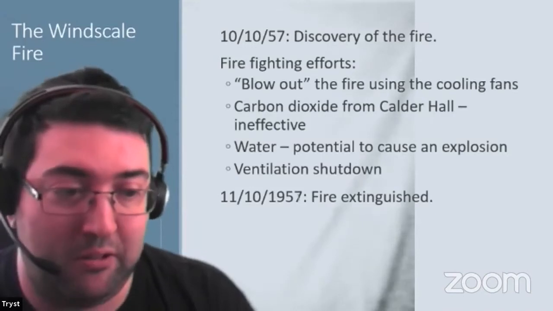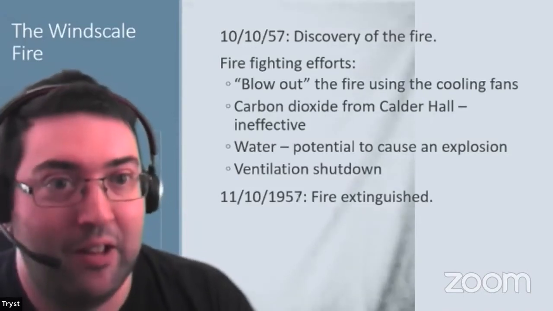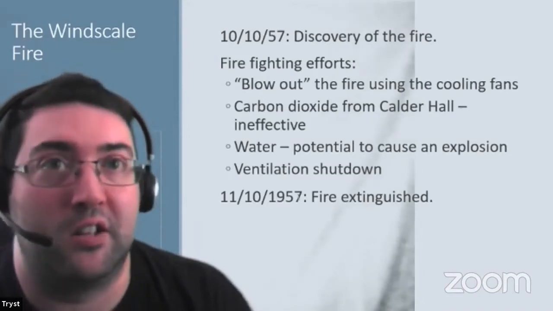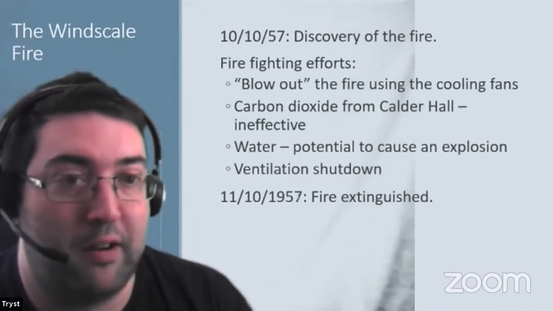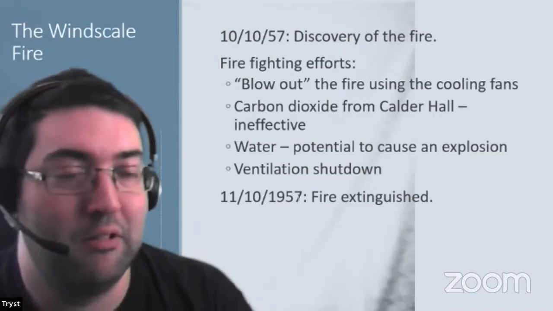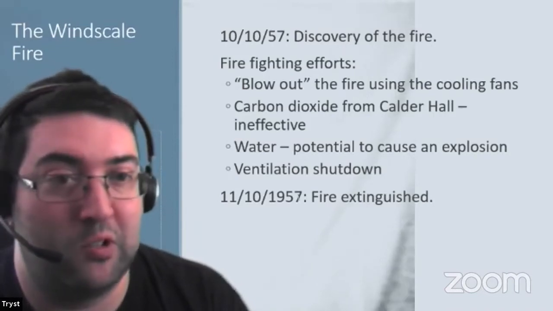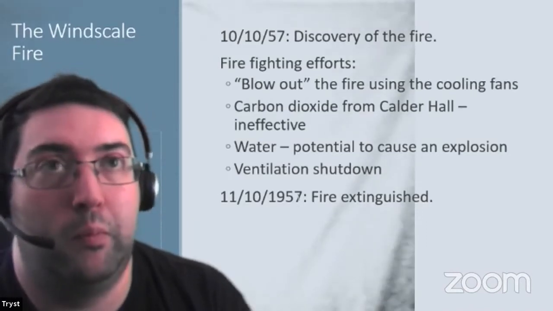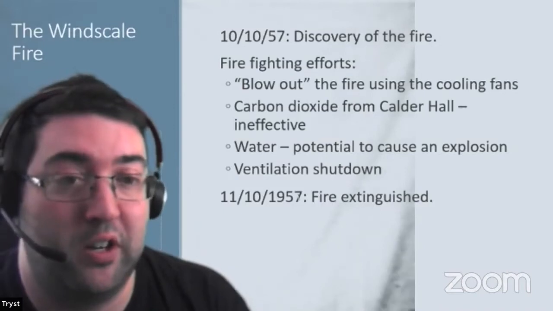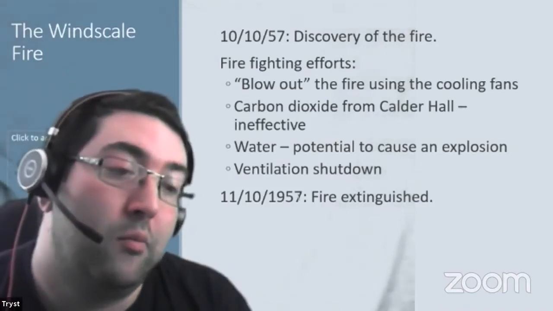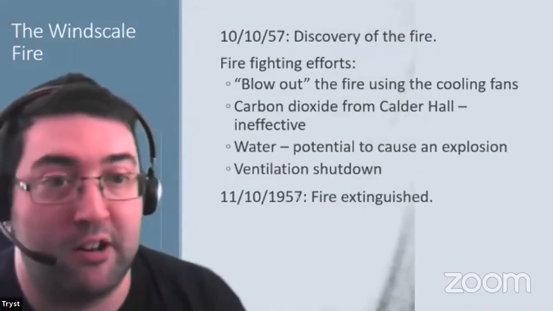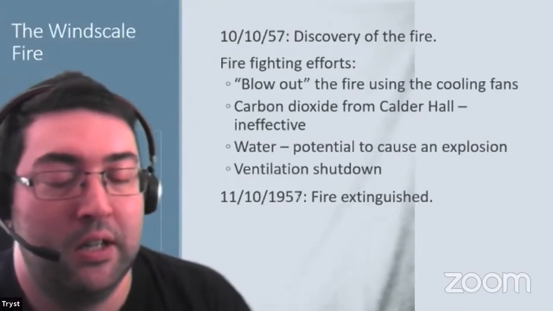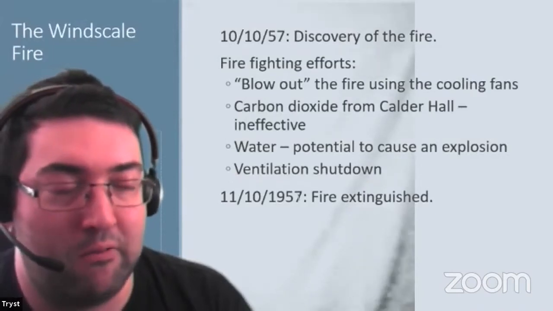So we've got these metals on fire inside a graphite core that's being cooled with air that contains lots of oxygen. So they decide that the first thing they're going to try to put the fire out is to blow more air through it to cool it down. So we're going to slow this fire down by adding more oxygen. That doesn't work. They've got lots of carbon dioxide on site because they've got a Magnox reactor being built next door. So they try the carbon dioxide, but they can't get enough carbon dioxide into the reactor fast enough. And so they're then worrying about, should we add water?